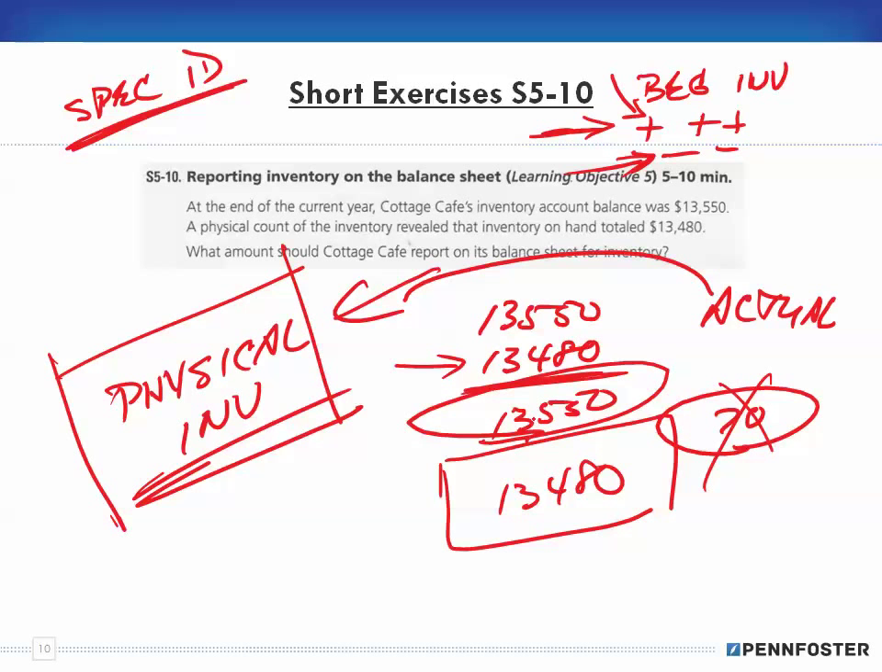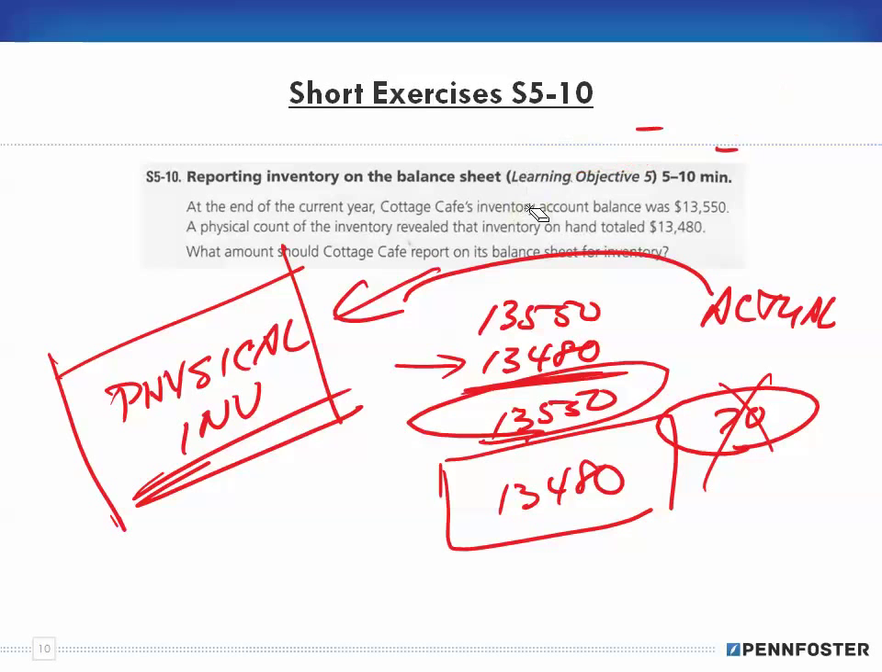And that means I haven't expensed that $70, which also means my profit was greater than it should have been, and I ended up paying more tax than I should have, okay? So you always adjust to a physical inventory, right?